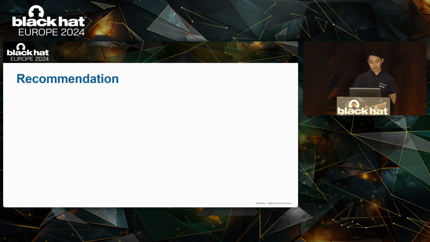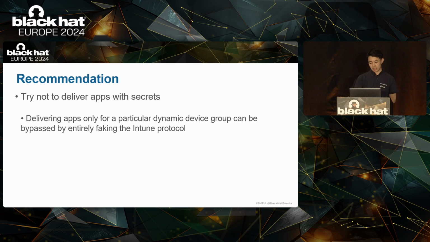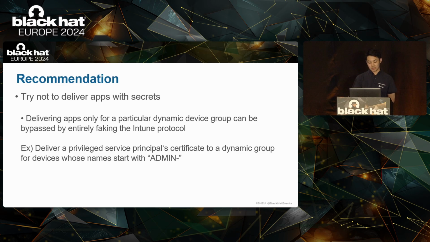So this might be sometimes hard to implement, but I'd like you not to deliver apps that contain secrets. I have seen many enterprises deliver applications with secrets. And in our engagements, we have seen delivering apps only to a particular dynamic device group, but this could be bypassed by entirely faking Intune protocol. For example, I have seen delivering even service principal certificate to a device whose name starts with admin, and it was bypassed. So you want to avoid delivering apps with credentials if possible.